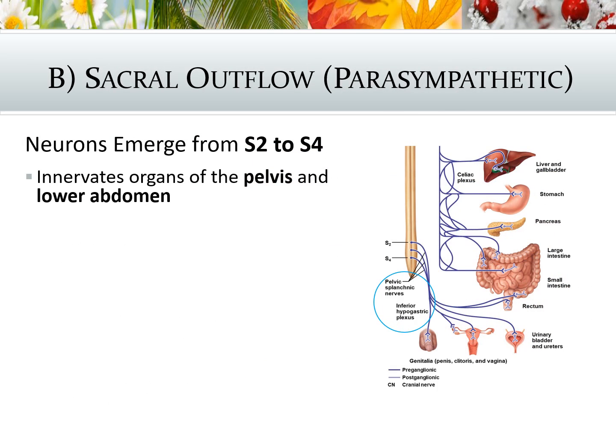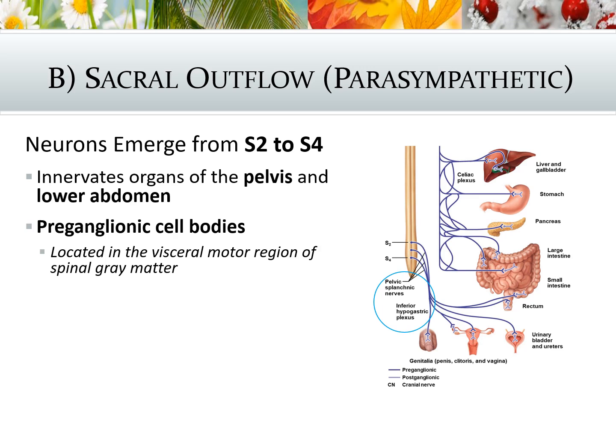So we'll finish off the parasympathetic system with the sacral outflow. These neurons emerge from S2 to S4. Again, the neurons themselves are actually located up in the lumbar region, but this is just where they emerge from the spinal column. We have to remember that when we're talking about the spinal cord and spinal nerves. These are going to innervate the organs of the lower abdomen and pelvis.